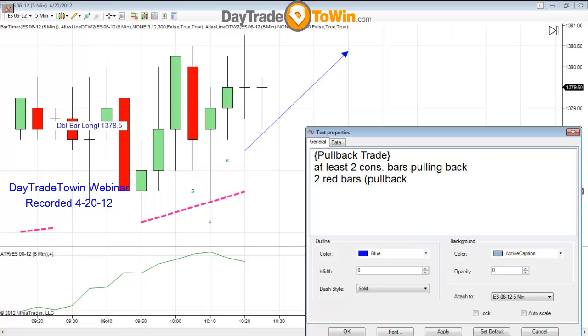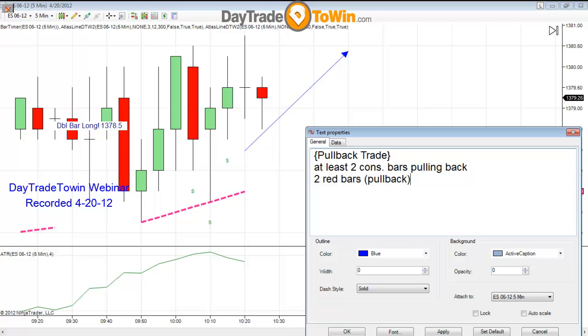Keeping it very simple, right? If you see 2 consecutive red bars, it can be more, it could be 3, 4, 5, it is considered a pullback. All right, so I've identified a pullback. We have 2 red bars. It could be 3, it could be 4, it could be 5, but we have 2.